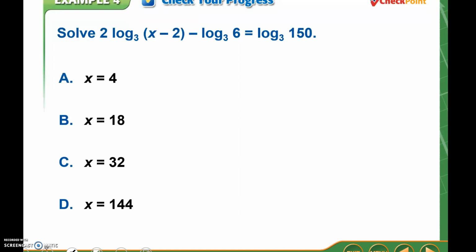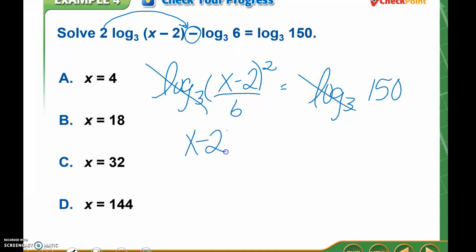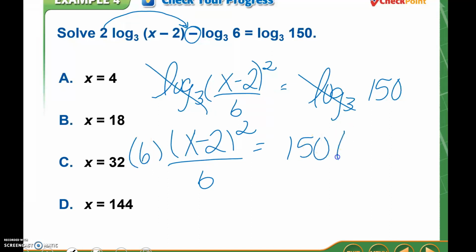So again, we have a number in front, so that'll become a power. And this means division. So I could rewrite this as log base 3 of (x minus 2) squared over 6 equals log base 3 of 150. So those will cancel out. (x minus 2) squared over 6 equals 150. I'm going to get that by itself, so multiply both sides by 6.